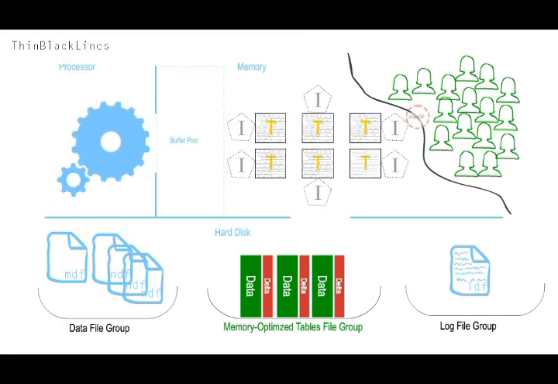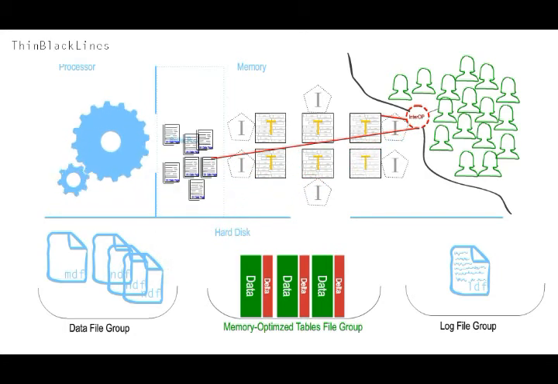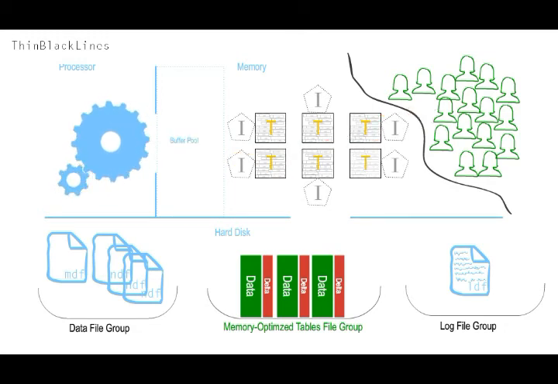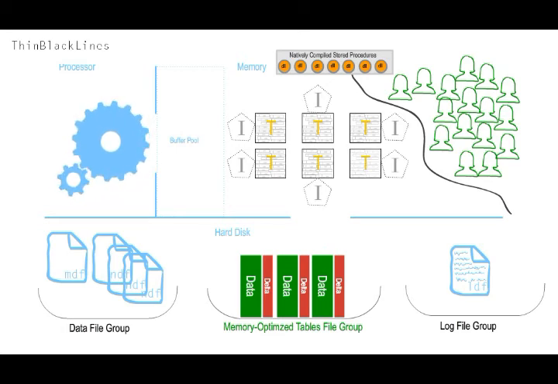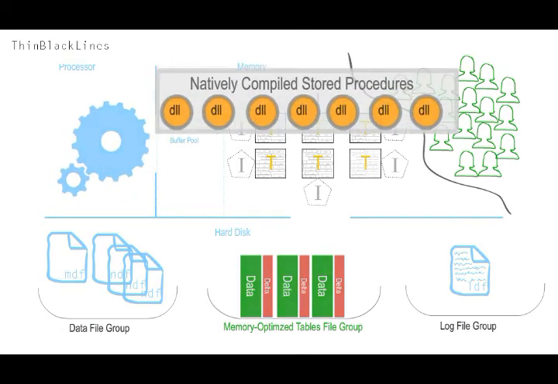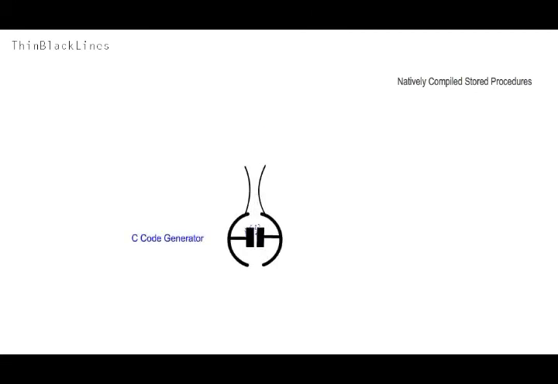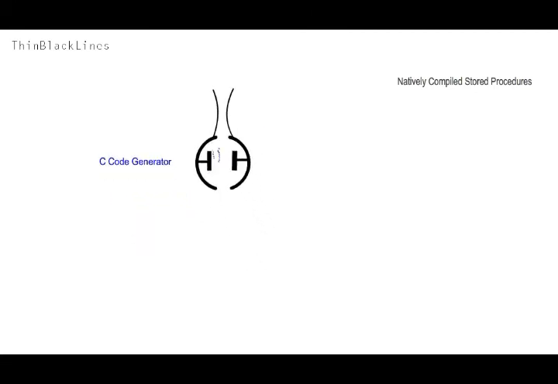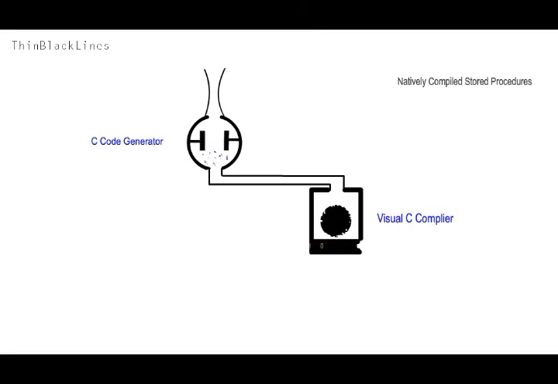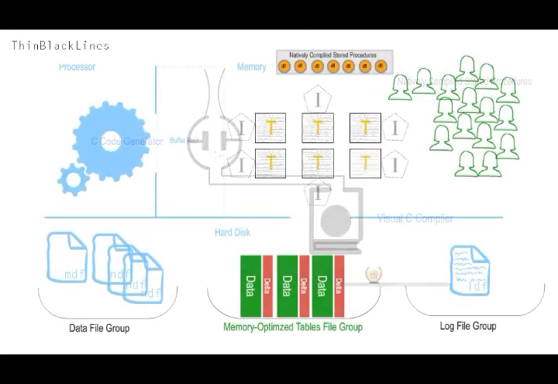Additionally, the user can access disk-based tables as well as memory-optimized tables by using interop queries, so no more major changes in existing code. To take full advantage of memory-optimized tables, SQL Server 2014 provides a new type of natively compiled stored procedures. These stored procedures are compiled to machine code via the C code generator and Visual C compiler and are stored as DLLs. Pre-compiled stored procedures work only with memory-optimized tables to give a 30x performance boost.